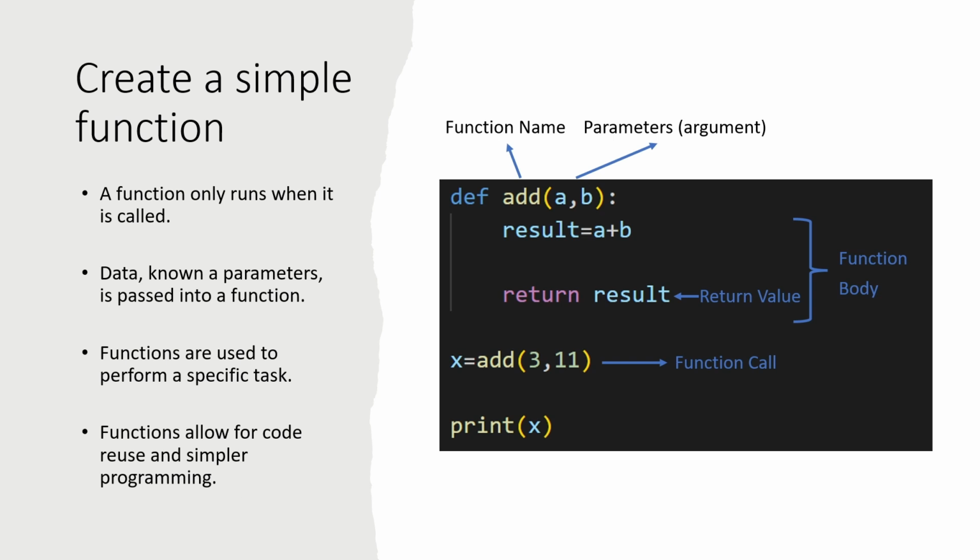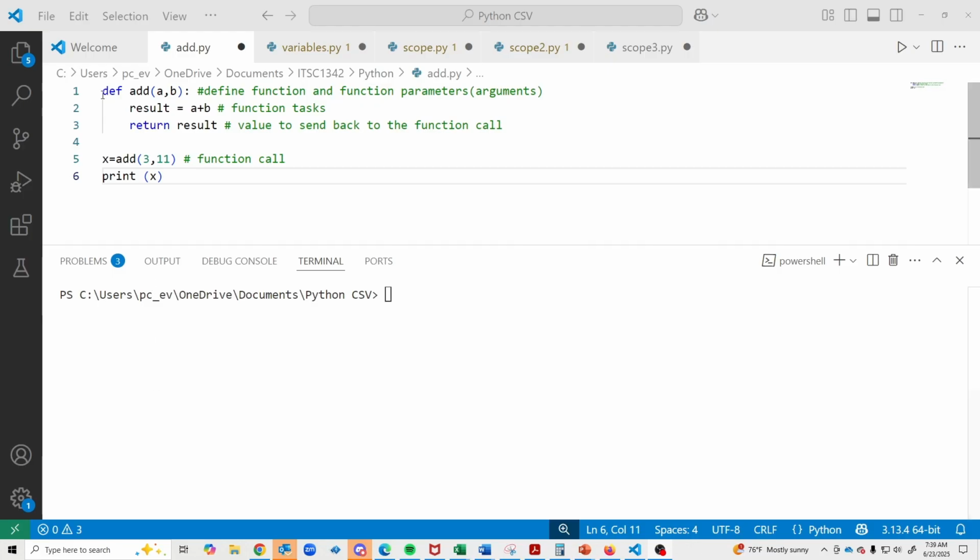So let's take a look at this in VS Code. In VS Code, I've gone ahead and written the program add.py, and the first line of code is going to define the function. And what this line does is it creates the function name, and then it creates the parameters that the function is going to use, or the arguments.